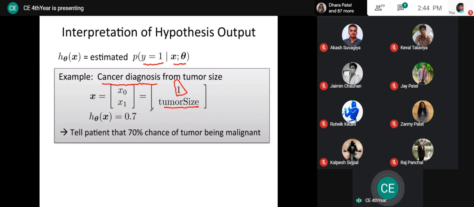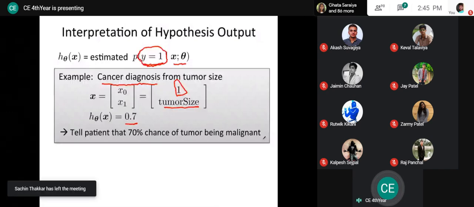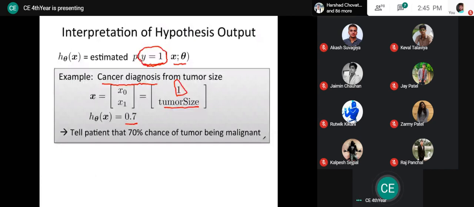Let's say you apply this hypothesis, and the output of that hypothesis is 0.7. So the meaning is there is a 70% chance that the value of y is 1. Or in other words, there is a 70% chance that the tumor is a malignant tumor, right? So we need to take appropriate action in that scenario. Fine. So that is the meaning of our hypothesis.